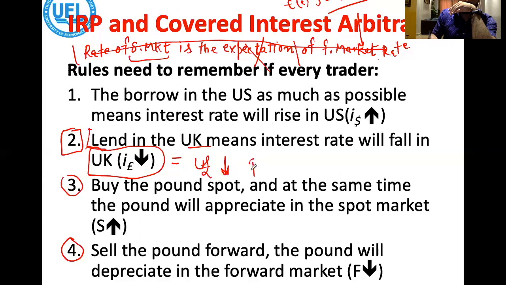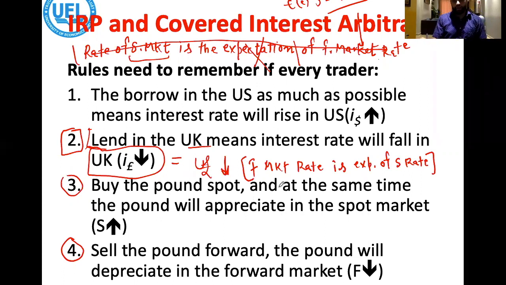So the forward market rate is the expectation of the spot rate, or spot market rate. Yes, that's right. So it's opposite. The forward rate is the expectation of the spot rate. What we are expecting towards the spot rate, by looking at that expectation, we react in the forward market. Right? Yes, thank you. Any other question?